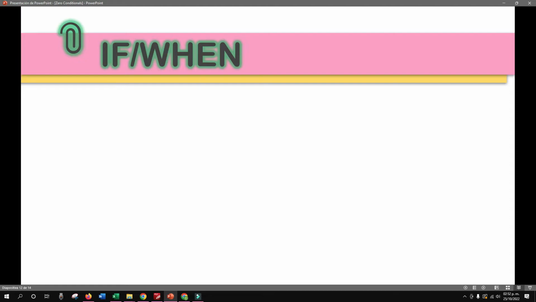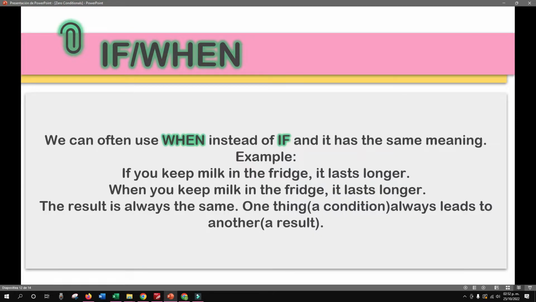So, if and when. We can often use when instead of if. And it has the same meaning. For example, if you keep milk in the fridge, it lasts longer. Or you can say, when you keep milk in the fridge, it lasts longer. The result is always the same. One thing, a condition, always leads to another, a result.